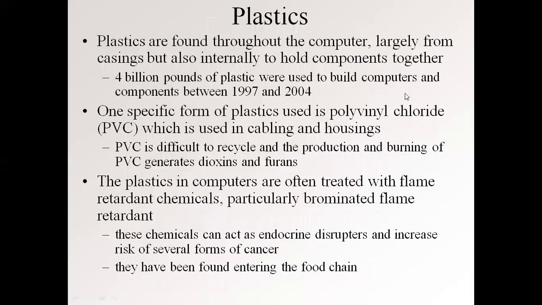Plastics are found throughout the computer, largely in the casing, but also internally to hold components together. 4 billion pounds of plastic were used to build computers and components between 1997 and 2004. One specific form of plastic used is polyvinyl chloride, which is used in cabling and housing. Plastics in computers are often treated with flame retardant chemicals, particularly brominated flame retardants. These chemicals can act as endocrine disruptors and increase the risk of several forms of cancer. Again, due to plastic, the chances of cancer increase.